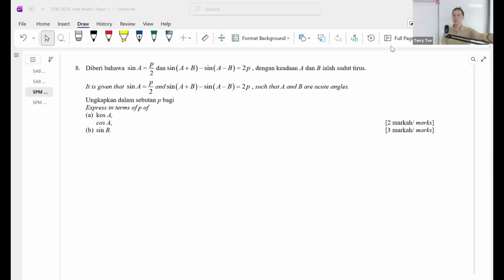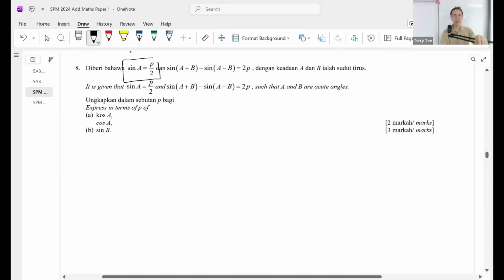Trigonometry. Question number 8 from chapter 6, trigonometry. You're given sine A is p over 2, and sine(A plus B) minus sine(A minus B) is 2p. Express the following in terms of p. So let's begin by drawing a triangle, because when you're given sine A is p over 2, I think we can just read from the triangle here.